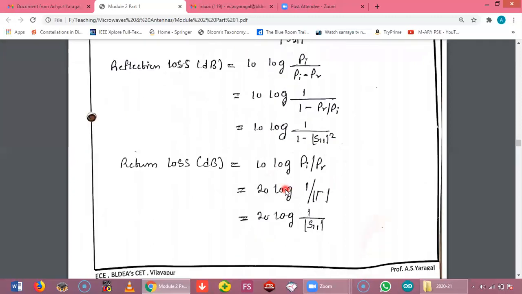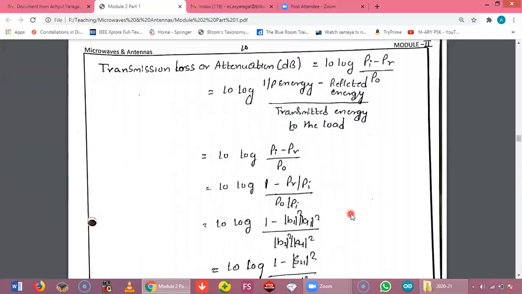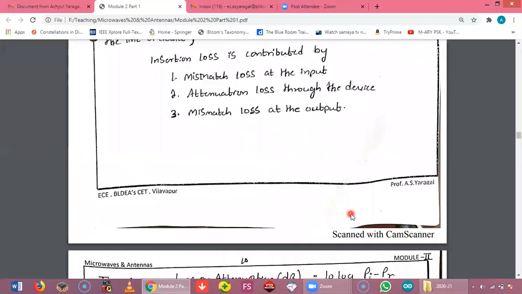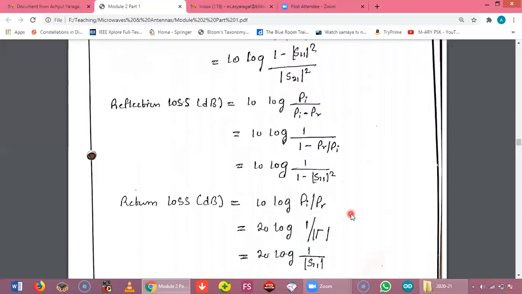Return loss is nothing but how much has been reflected at port 1, Pi divided by Pr in total. So that is nothing but the reflection coefficient at port 1, that is 1 divided by modulus S11. These are the core losses that we have come across in the transmission line or the microwave circuit network. Just remember these four losses: first your insertion loss, transmission loss, then return loss and reflection loss.